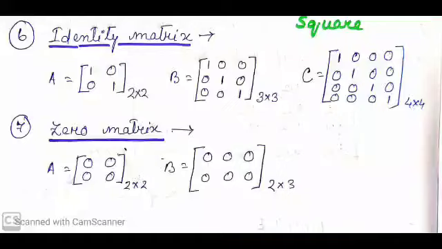The next one is zero matrix. Zero matrix means all the elements are 0. See in matrix A we have 2 rows and 2 columns and all the elements are 0. In matrix B we have 2 rows, 3 columns. So it is a 2 by 3 matrix and all the elements of matrix B are 0. So this is called zero matrix.